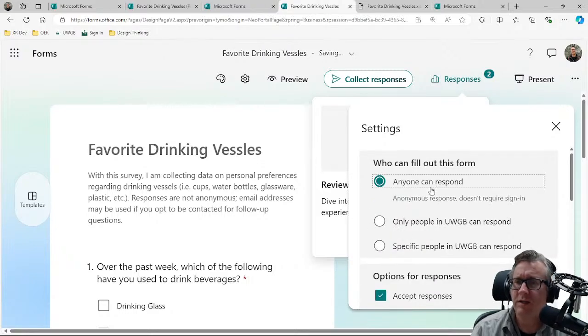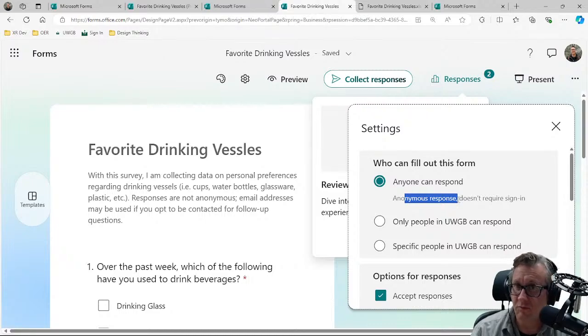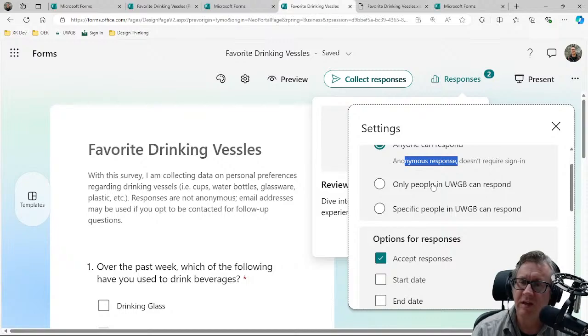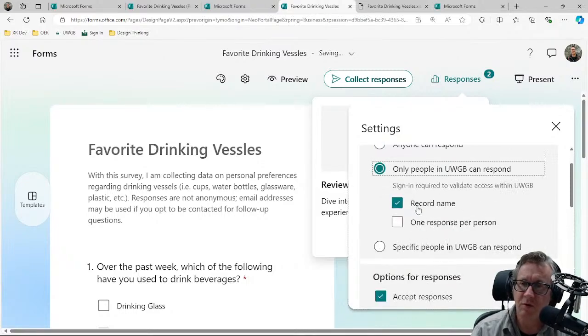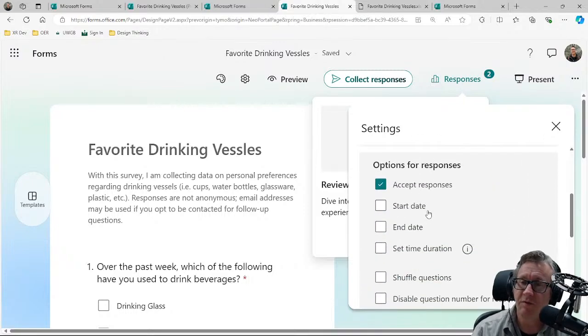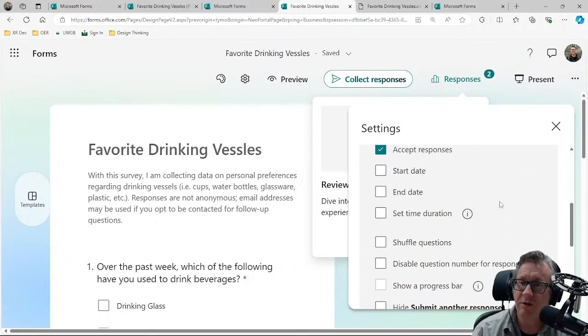If you want anyone to respond, say if I were to send this to family members or people off campus, the response will be anonymous. So that doesn't give you a chance to record names. You can limit it to one response per person. So you have these options to make it anonymous, or people can respond multiple times. There are a number of options here.